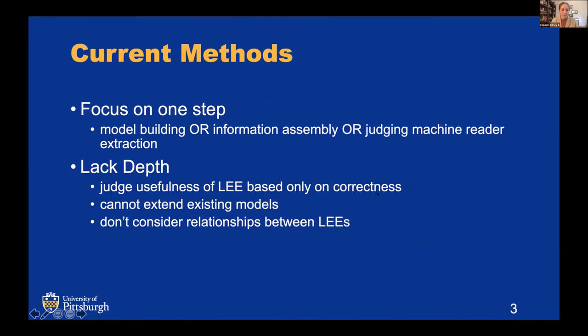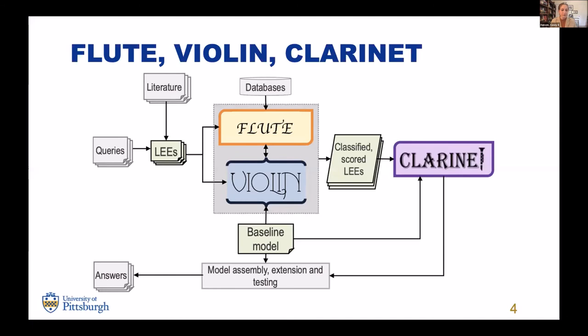Current methods of model building and extension have two major pitfalls. Either they address only one step of the process, or they lack depth, using a limited number of metrics to determine success, or they cannot extend existing models at all. To add information to a model, the whole model must be assembled from the beginning. Many tools also consider each step of the process, LEE assembly, baseline model creation, possible model extension, as individual parts, and they neglect the important relationships between these pieces of information and these model building steps. And this is where our tools come in.